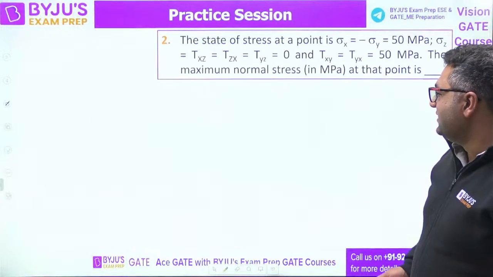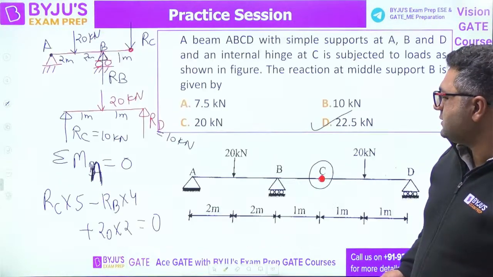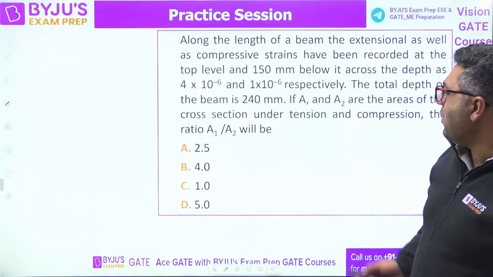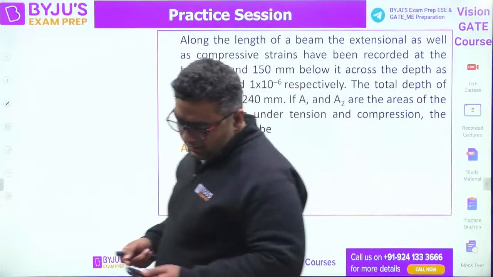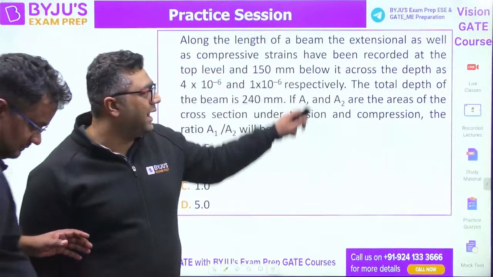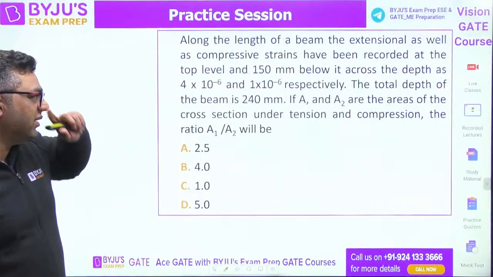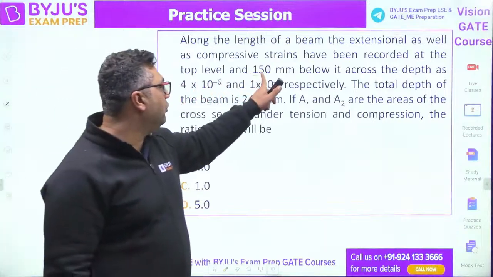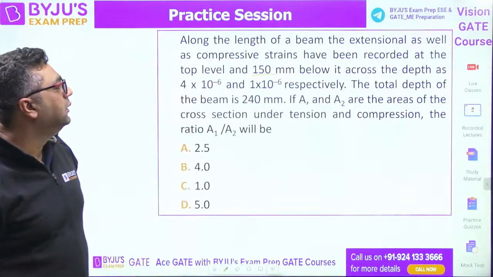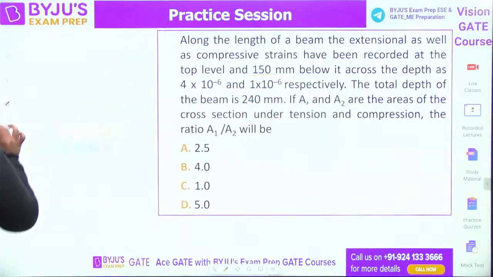चलिए गाइस सो वी हैव सीन दिस क्वेश्चन, ये भी हो गया था। Now let us see this one. So guys, this question is saying along the length of a beam the extensional as well as compressive strains have been recorded at the top level, 150 mm below it, across the depth as this and this. So I am telling you what they are saying.